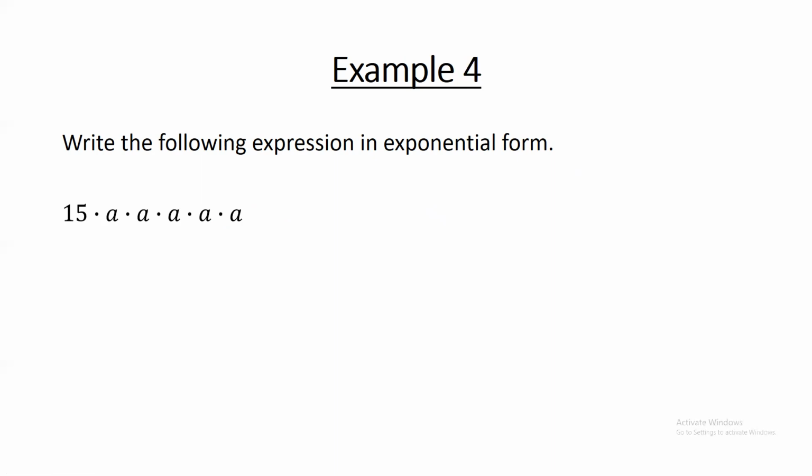Example 4. So we have 15 times a. There are 1, 2, 3, 4, 5 of them, so a to the 5th. Notice here you do not want to use parentheses, because the only thing that's raised to the 5th power is the a. Only a is being multiplied 5 times. So if you put 15 in parentheses with the a, you would actually have the wrong answer, because the 15 would also be raised to the 5th power.